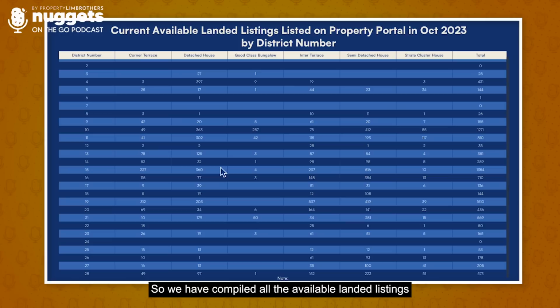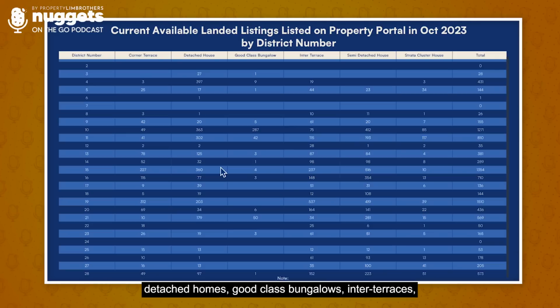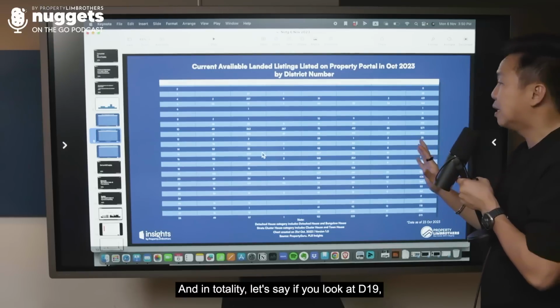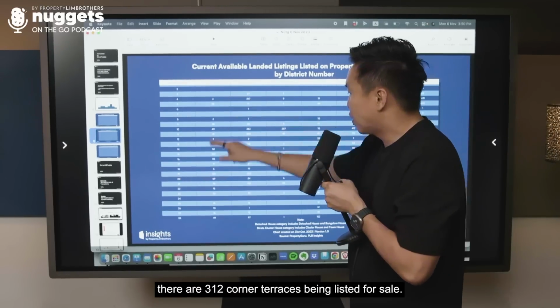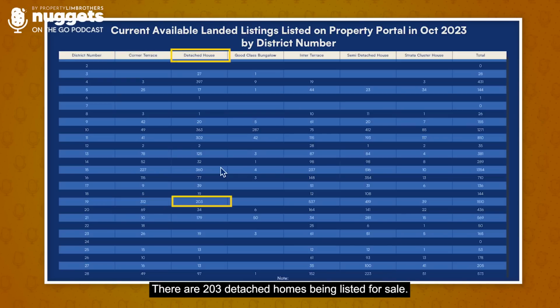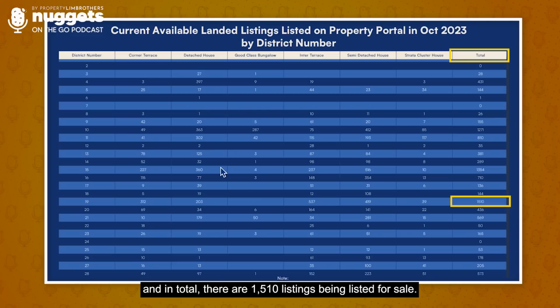We have compiled all the available landed listings on property portals in October 2023. Basically, we have compiled them based on corner terraces, detached homes, good class bungalows, inter terraces, semi-D, strata, cluster homes. In totality, if you look at D19, there are 312 corner terraces being listed for sale. There are 203 detached homes being listed for sale. There are 537 inter terraces being listed for sale right now. And in total, there are 1,510 listings being listed for sale.